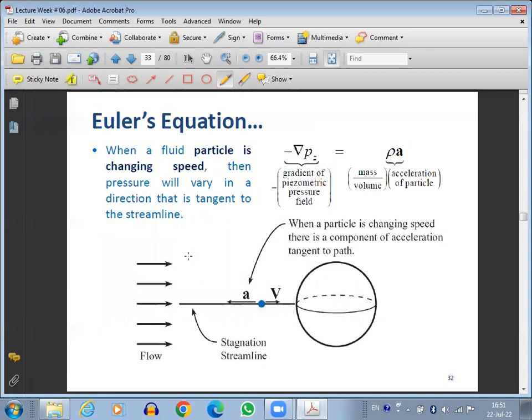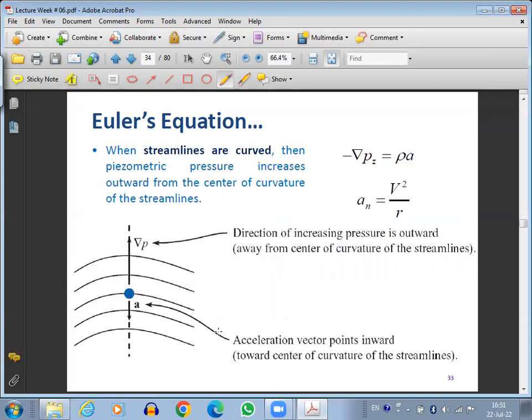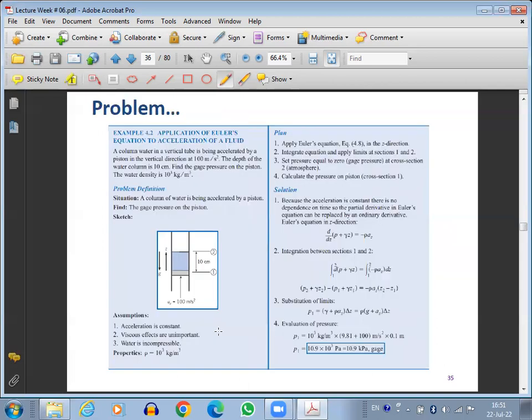So many conceptual things. When a fluid particle is changing speed, the pressure will vary in the direction tangent to the streamline. This is a concept. When the streamlines are straight and parallel, the piezometric pressure will be constant along a line normal to the streamlines. So when you have straight streamlines, the normals to those streamlines will have the same piezometric pressure. Again, it's an understandable concept. When the streamlines are curved, the piezometric pressure increases outward from the center of curvature of the streamlines. This is all from the formulation.